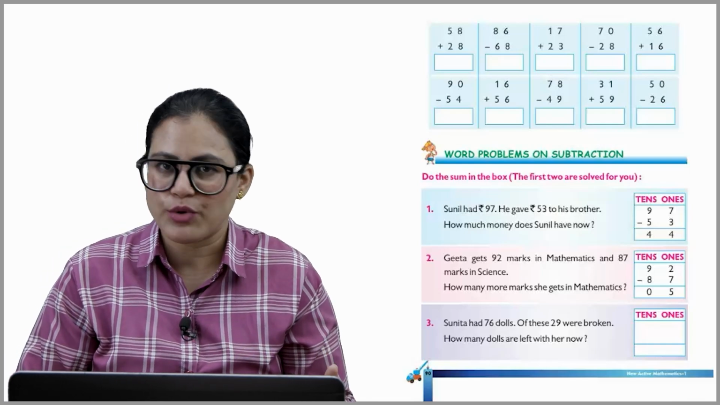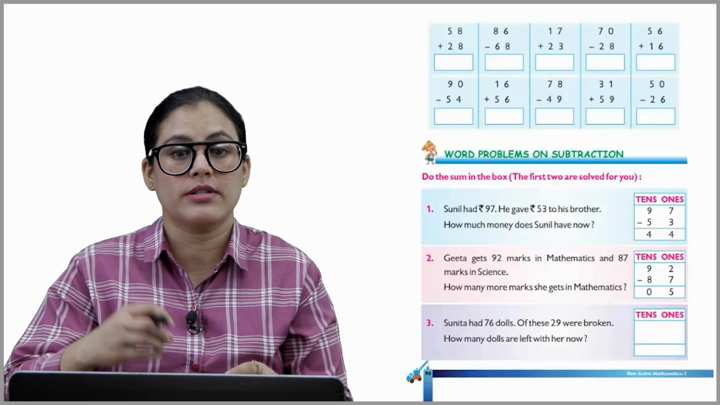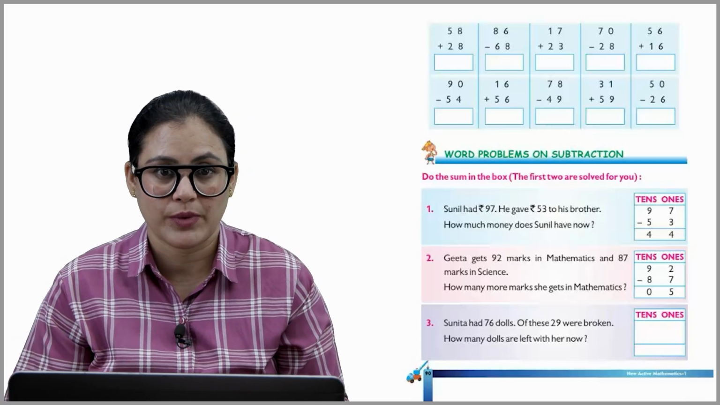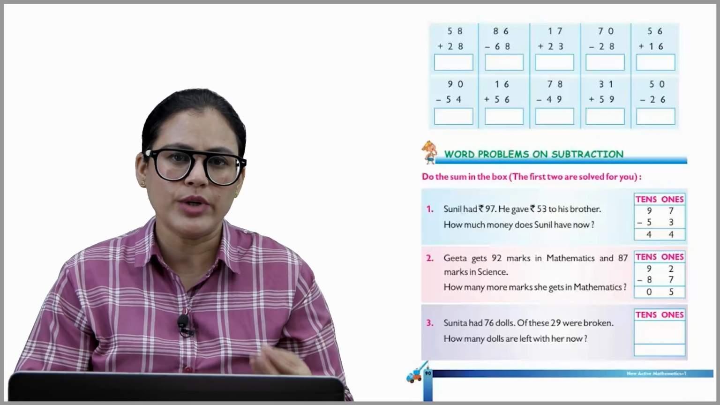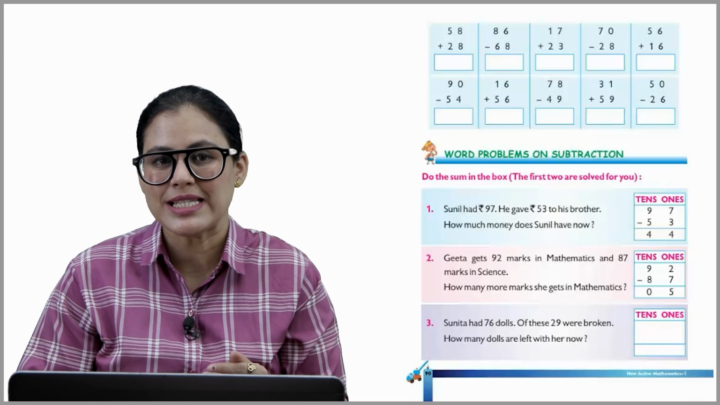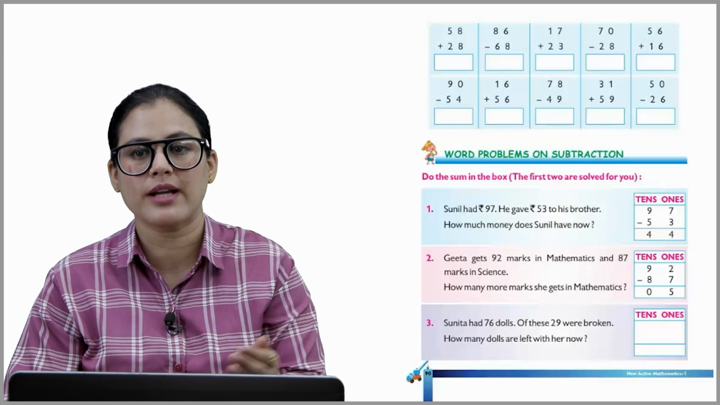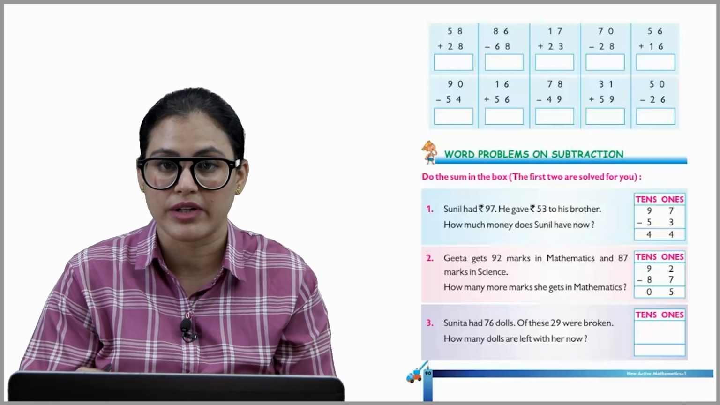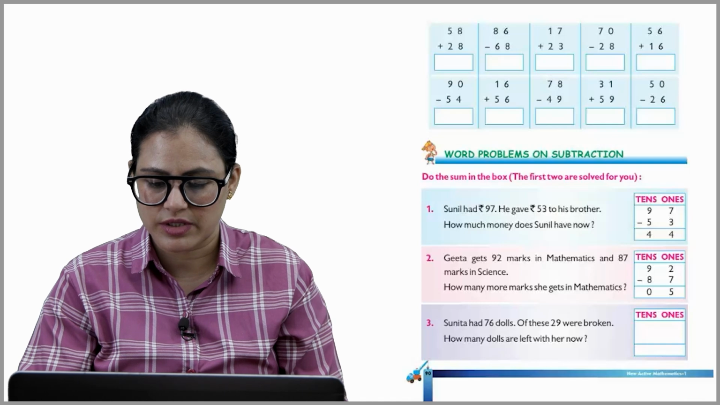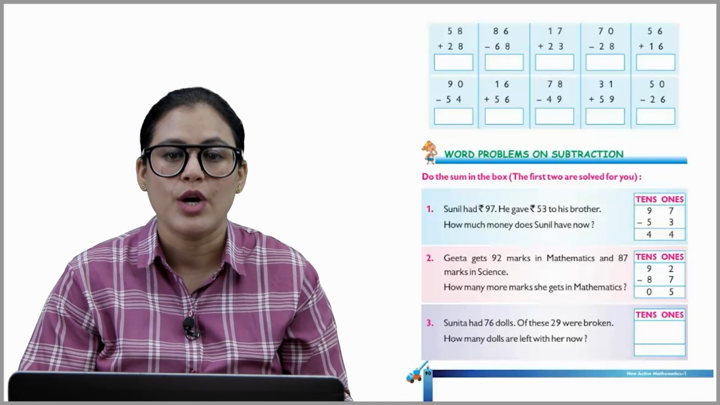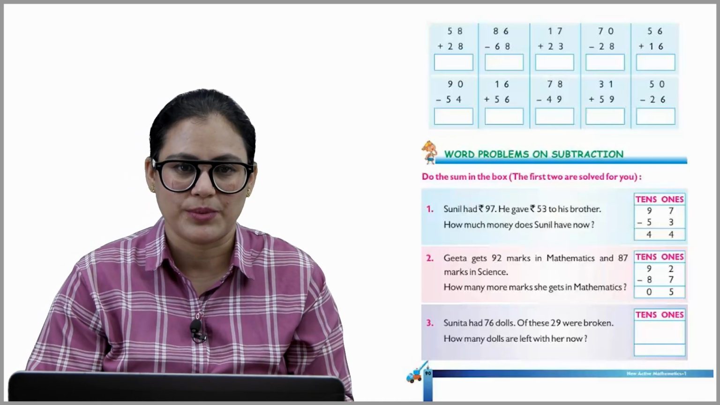Sunil had some amount of money, out of which he gave some amount to his brother. Now obviously he would have less money. So in this case, what will we do? We will subtract the two given numbers. 97 minus 53 is 44, which means Sunil will have rupees 44 now.